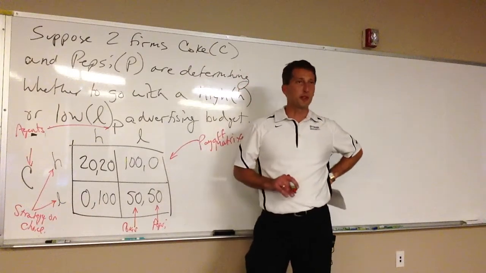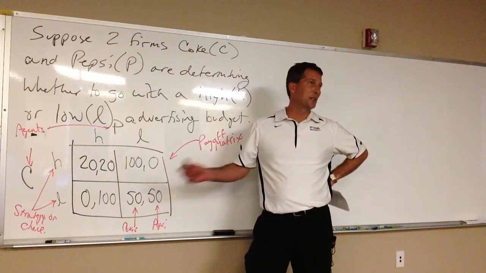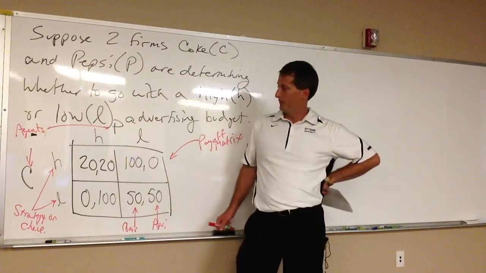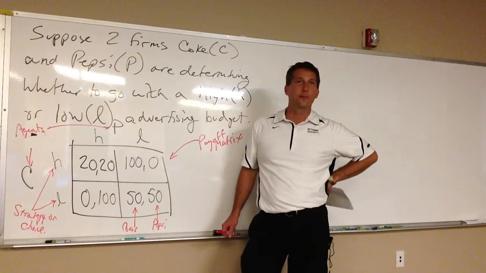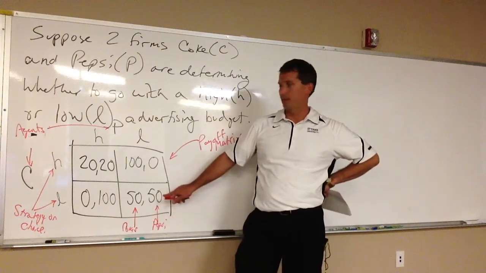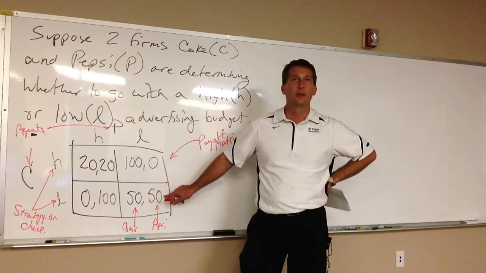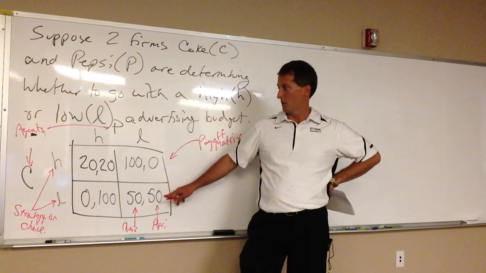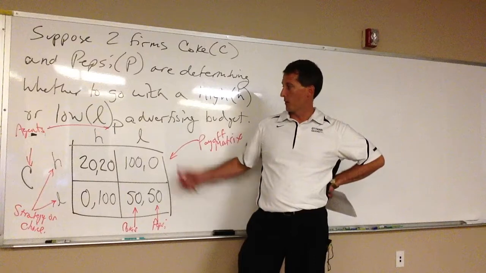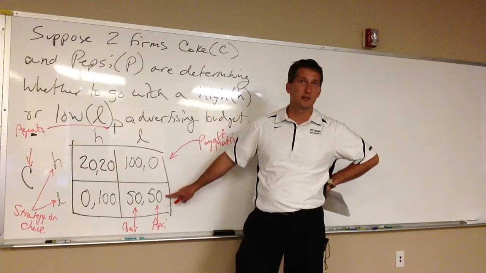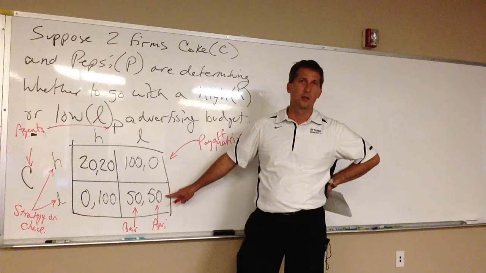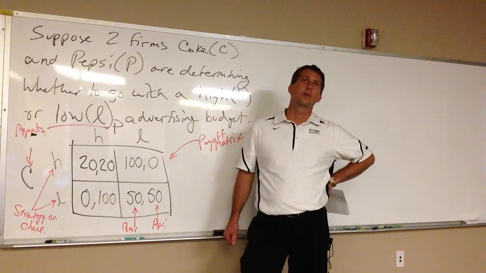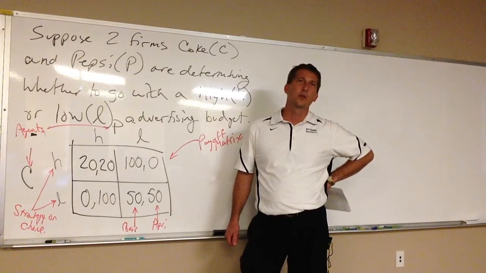So economists are in the prediction business. What do you predict will be the outcome of this game? Okay, why do you say that? Because they're both going to try and go low, so they can maximize the profits. Since Coke wants the 100, and Pepsi wants theirs, they're both going to go low. So if they both go low, they're going to be 50. Okay.